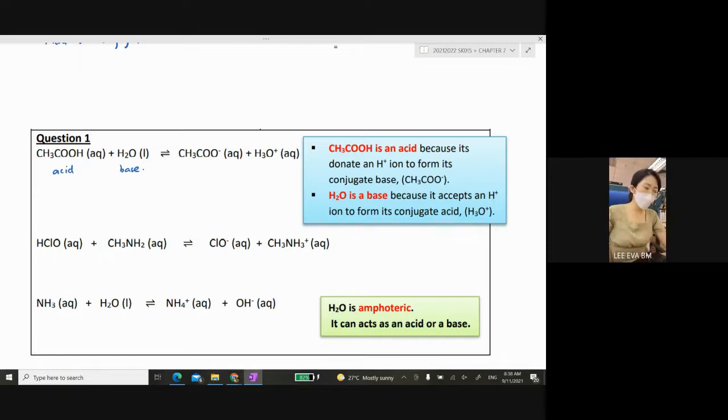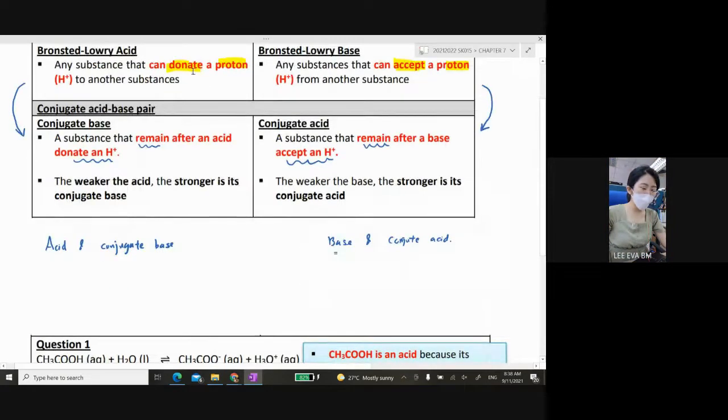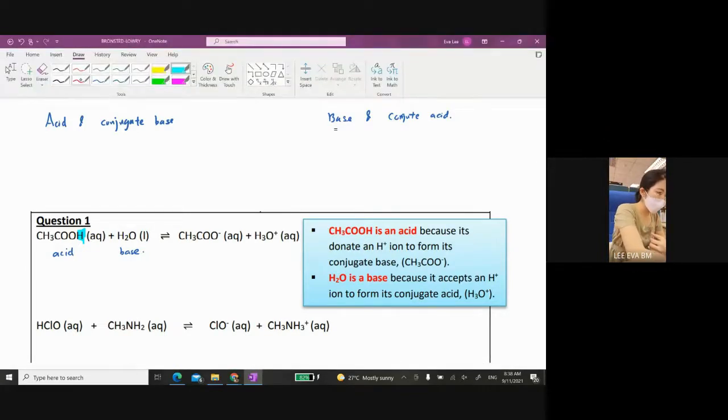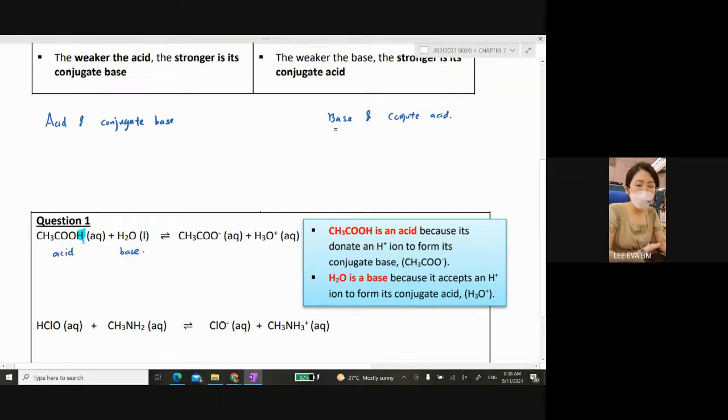Okay, kenapa kita cakap dia adalah acid? Refer to the definition just now. An acid can donate a proton. So kita tengok pada CH3COOH, this proton can be donated, right? Acid donates proton. So after it donates the H plus, it becomes CH3COO minus. So the substance that remains after an acid donates the proton is called conjugate base. So nampak tak dia punya pasangan dekat sini? Acid, after you remove H plus, becomes conjugate base. So the further explanation Madam give you over here: because it donates a H plus to form its conjugate base, CH3COO minus.